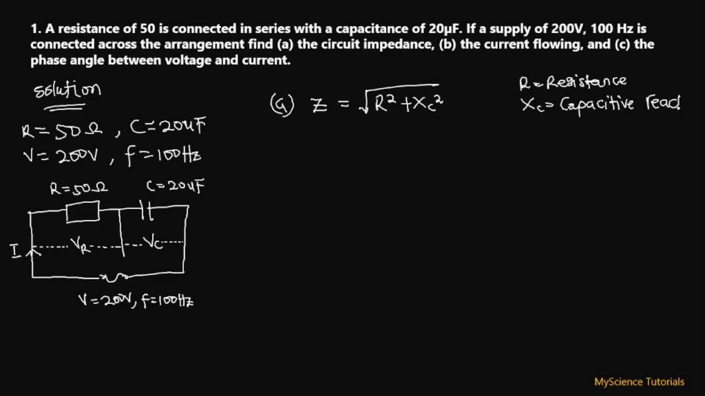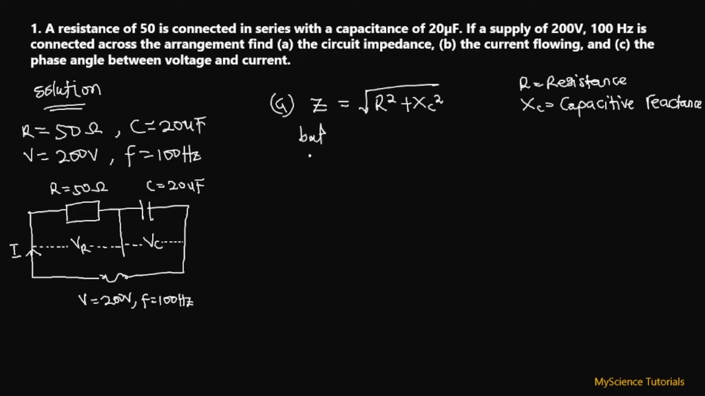Now this capacitive reactance is the opposition to the flow of current in a circuit that has a capacitor in it. Now for us to find Z, which is the impedance, we need to first of all find the capacitive reactance, because we do not have that given to us in the question. We have the resistance but not the capacitive reactance. We only have the capacitance of the capacitor.